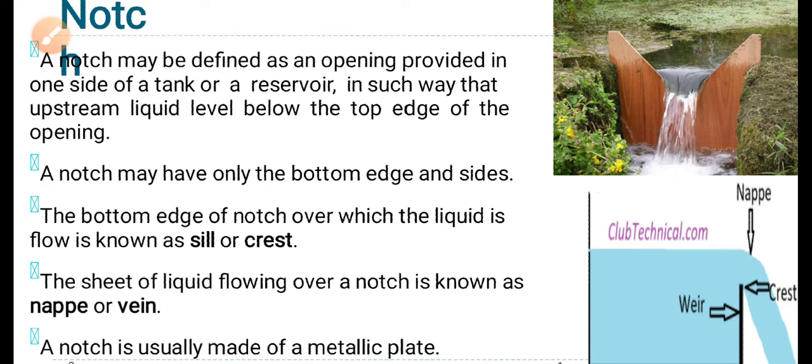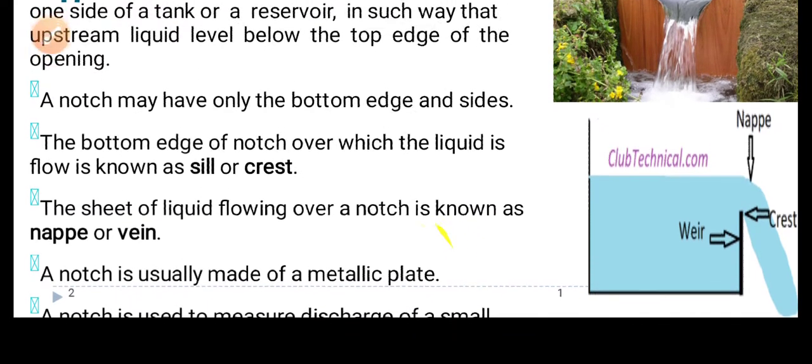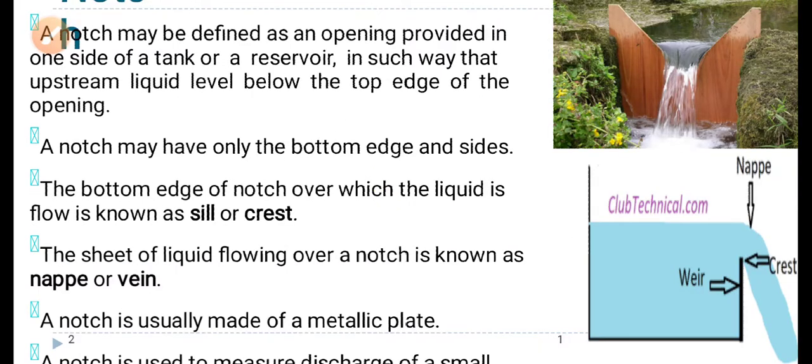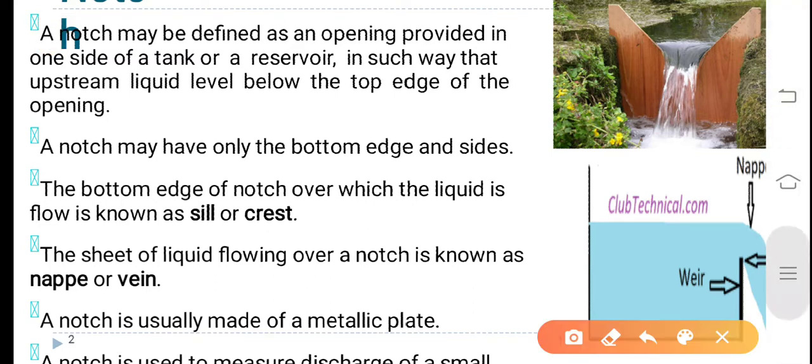A notch may be defined as an opening provided in one side of a tank or a reservoir in such a way that the upstream liquid level is below the top edge of the opening. A notch may have only the bottom edge and sides. The bottom edge of the notch over which the liquid flows is known as sill or crest. Here you can see sill or crest.